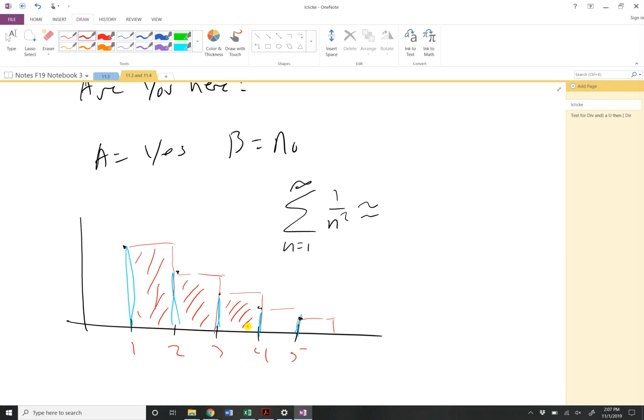I know that's not out very far. We're not very close. But I could use an integral to approximate the rest. I can fit a curve through all those points. This is 1 over x squared. Now, where would I start my integral to approximate the area of the rest of the rectangles in the sum?